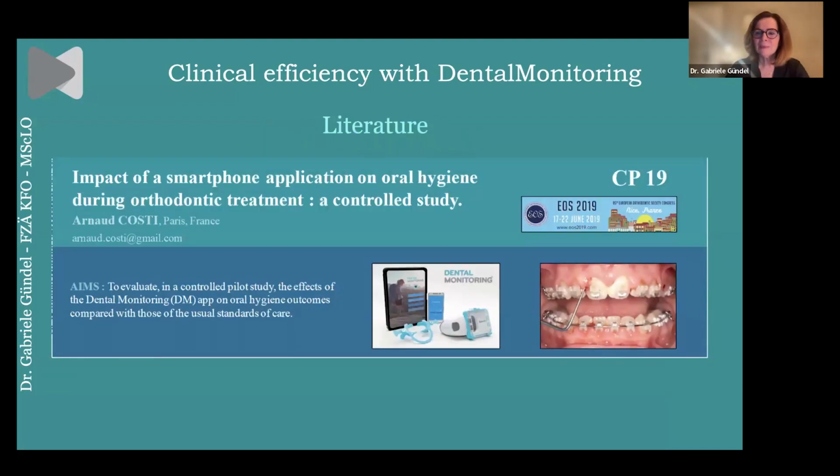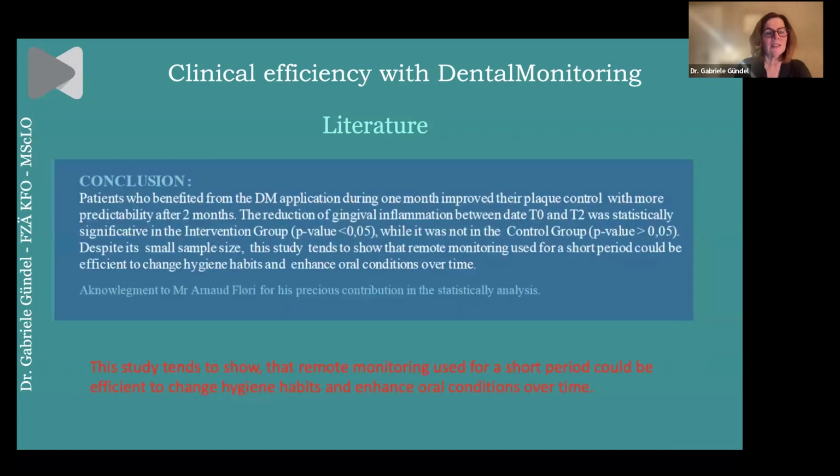Now let's come to two scientific articles. The first is an article dealing with oral hygiene. So there is an impact of a smartphone application on our hygiene during orthodontic treatment. And the result of this, I mentioned it at the beginning of my presentation, is here.